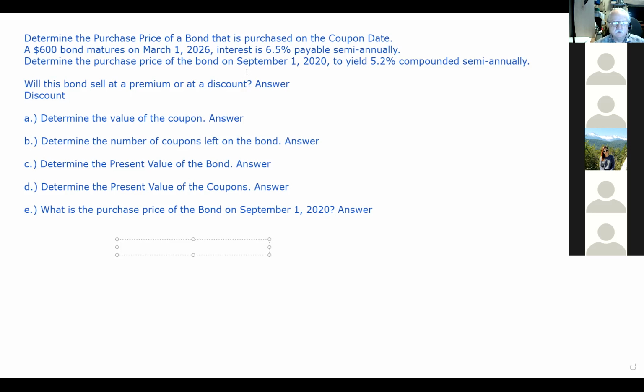So the first answer, will this bond sell at a premium or at a discount? This thing is going to be selling at a premium.